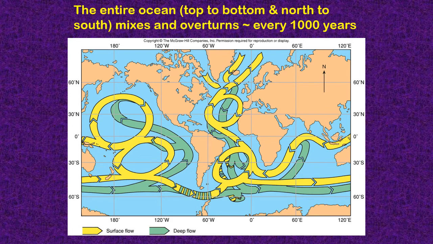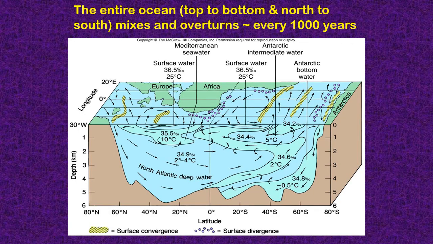Okay. It takes about 1,000 years for our modern ocean to completely mix, for the bottom waters to go all the way around the planet and then become surface waters again. It takes 1,000 years, so we're talking about a very slow process. I don't worry about that.